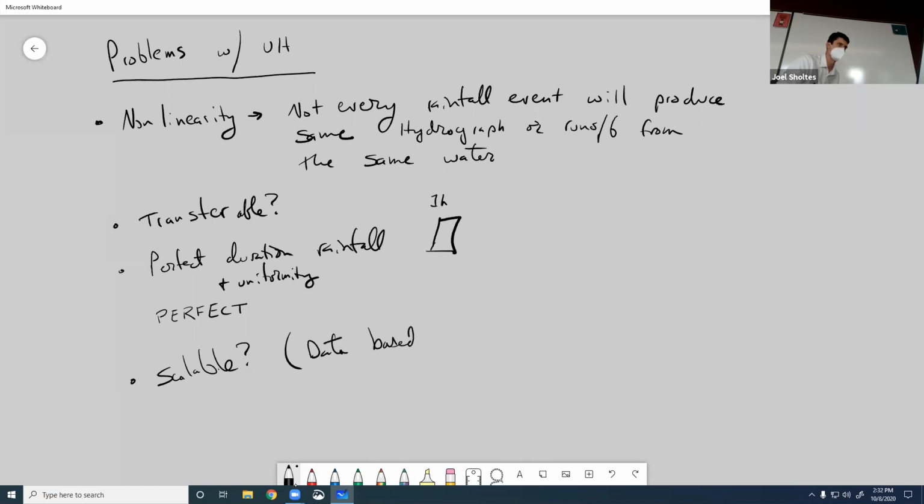Data based on more frequent storm events. Scale to less frequent.